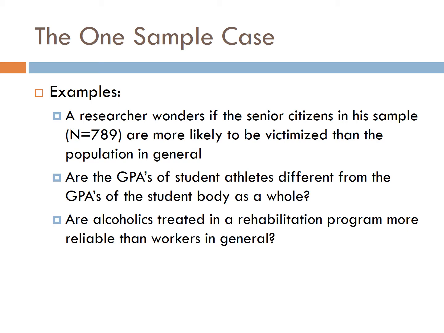A researcher wonders if the senior citizens in his sample, n equals 789, are more likely to be victimized than the population in general. Other examples are: are the GPAs of the student athletes different from the GPAs of the student body as a whole? And a third example is, are alcoholics treated in a rehabilitation program more reliable than workers in general? So for people who are going to go on to social work or counseling, the third example is very important to you because you want to determine whether your program is working or not. And if it's not working, then you want to change your program so that you can continue to have funds coming into your program and helping people out.